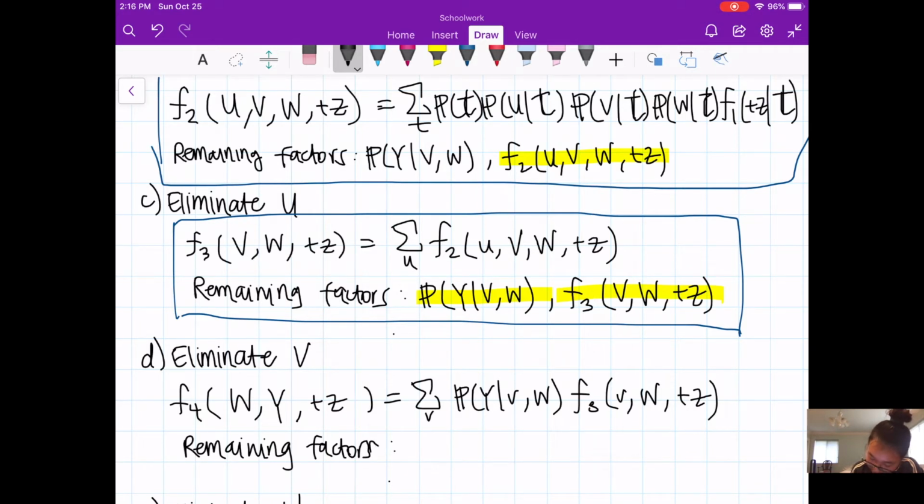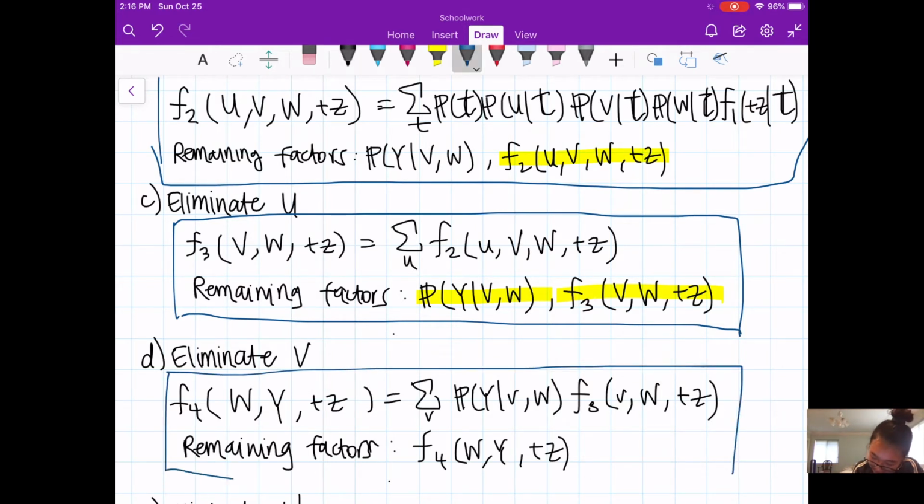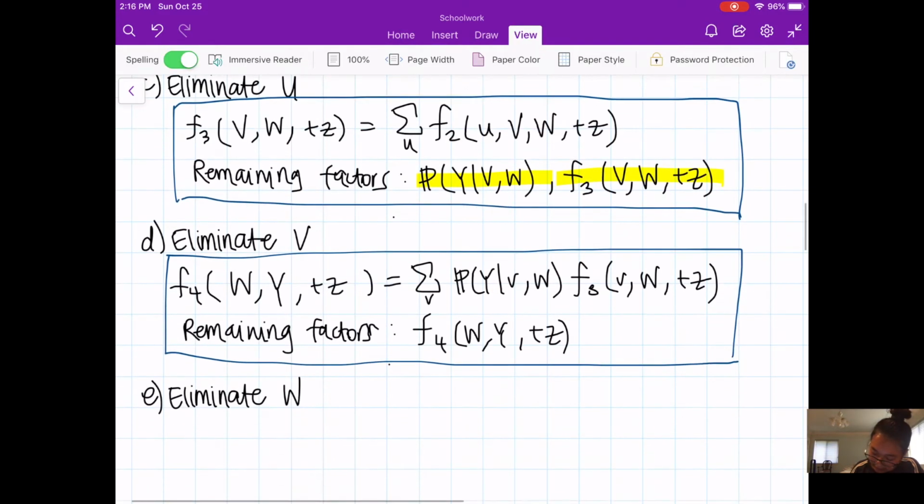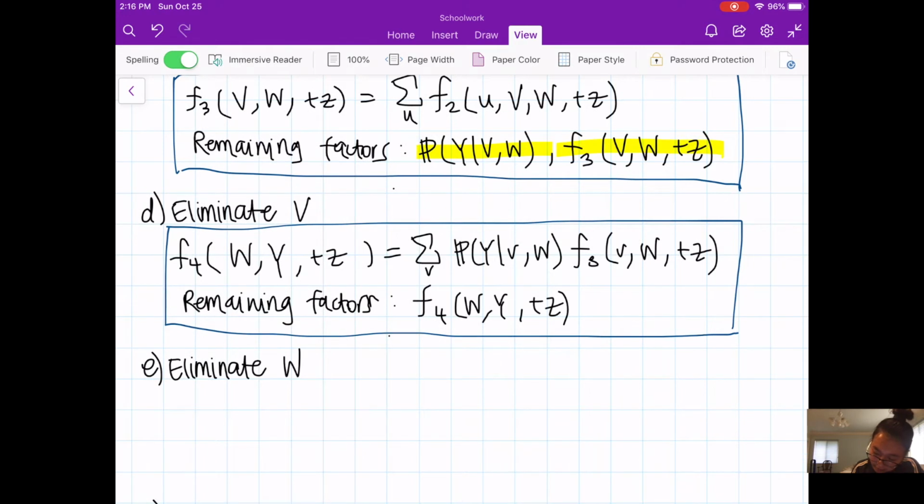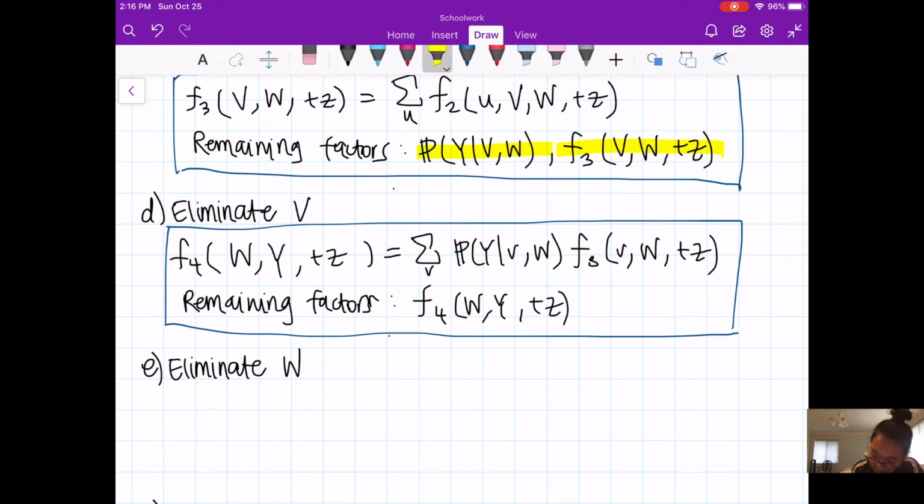Which will just consist of the fourth factor, because we use both of the other ones in order to get this fourth factor. Cool. So then that is part D. And then we want to eliminate W. So we only have one factor and it does have W, so it makes sense, it all correlates well.